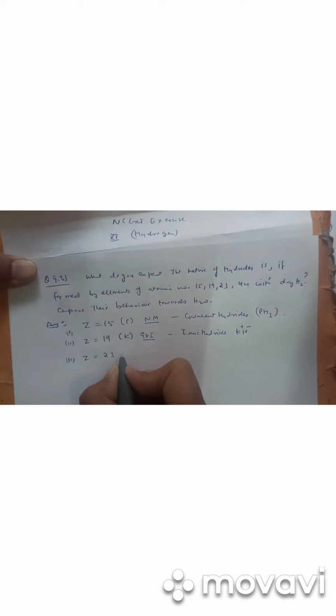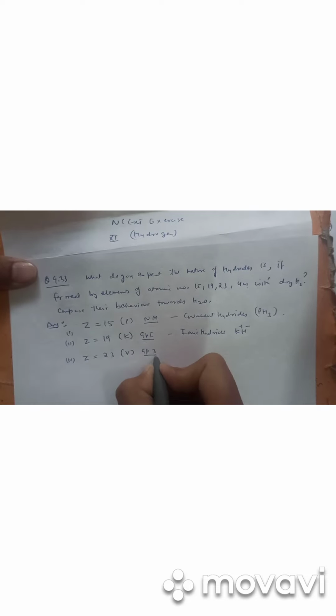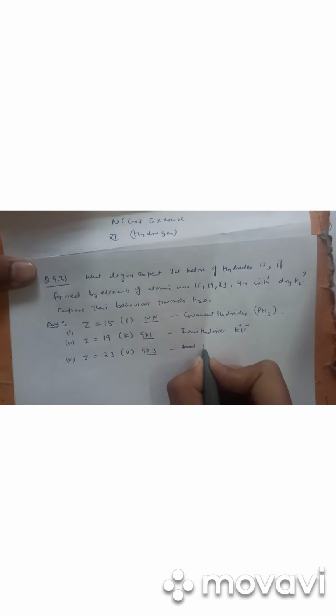The third element with atomic number 23 is vanadium, an element of group 5 in the d block. The d block elements form metallic hydrides. These metallic hydrides are also called interstitial hydrides. So this is vanadium hydride. The ratio appears to be 1:1, but actually it is not so. It is 1:0.5.